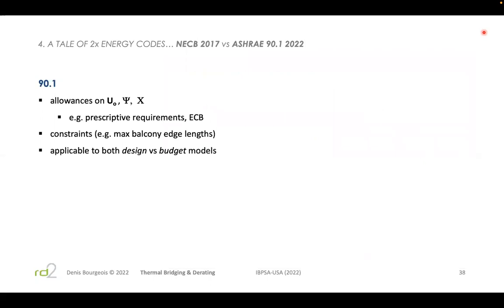So in short, 90.1 gives allowances on U-naught factors, so clear field requirements, psi factors and chi factors, to be used both for the design and budget building if you're using ECB. There are additional constraints like the maximum total width of balcony edges in your model.